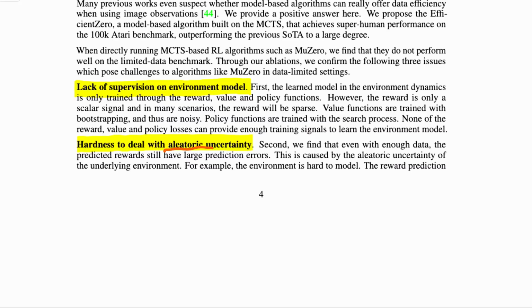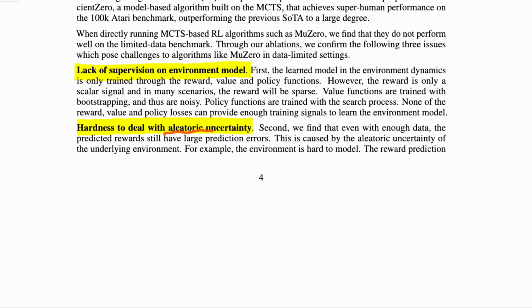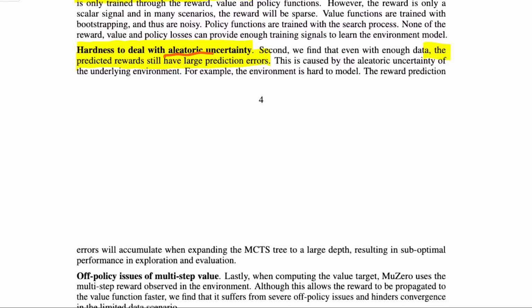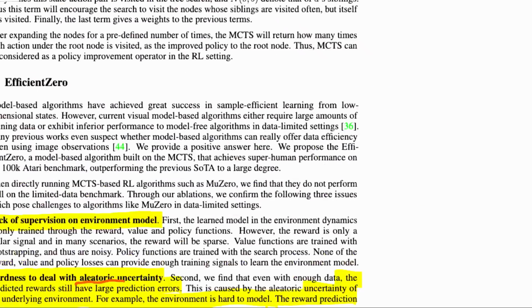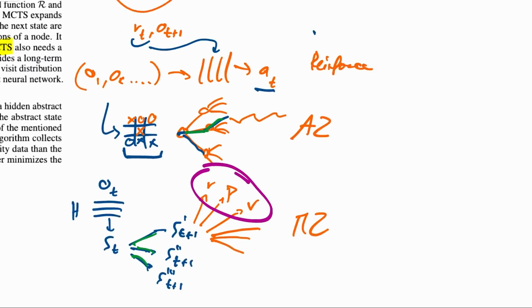Okay, let's just read the paragraph. The predicted rewards have large prediction errors. So if there is uncertainty in the environment, for example, the environment is hard to model, the reward prediction errors will accumulate when expanding the Monte Carlo tree search tree to a large depth, resulting in suboptimal performance in exploration and evaluation.